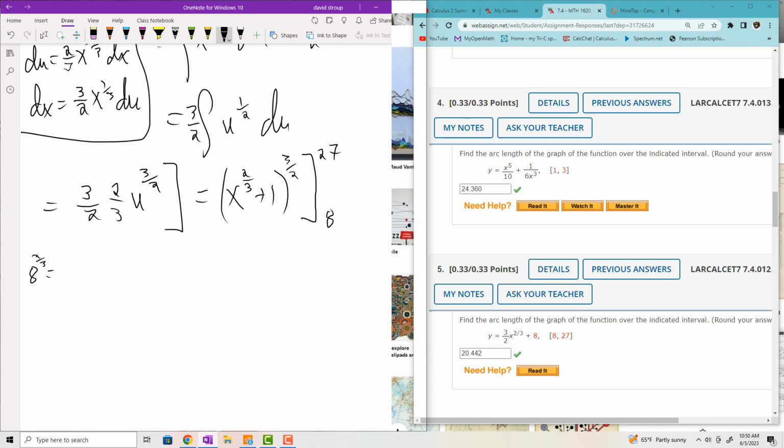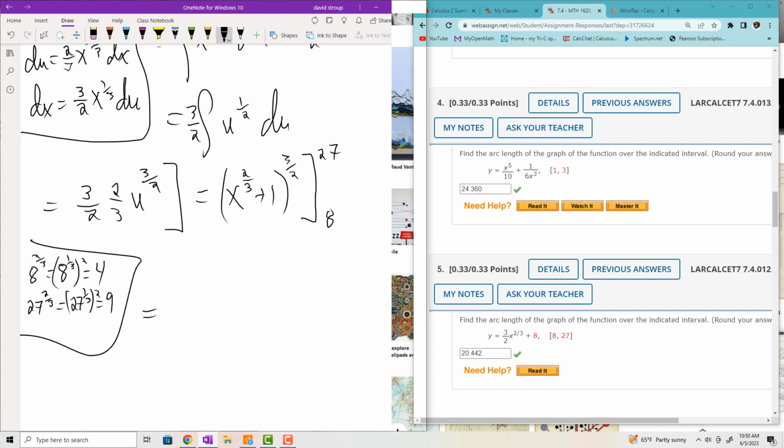Let's evaluate what these are, right? That's the same as 8 to the 1/3 squared. So that will be 2 squared, which is 4. 27 to the 2/3 is 27 to the 1/3 squared. So that'll be 3 squared, which is 9.